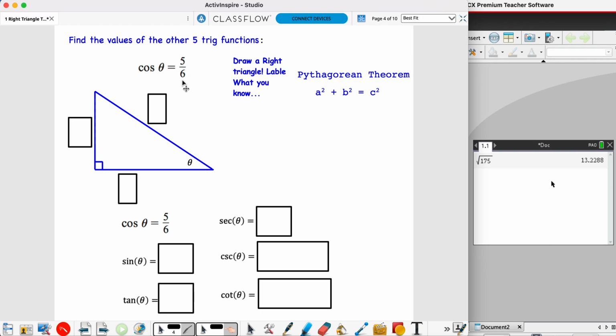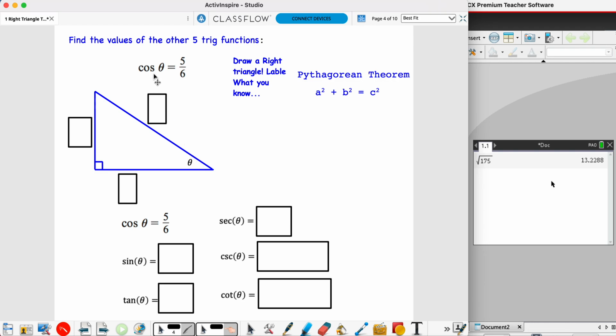So here we're told that the cosine of theta is 5 over 6. And we want to find what sine, tangent, secant, cosecant, and cotangent of theta all are. Well, we can draw a triangle to help us out. I did that for us. Now let's label what we know. We'll put a theta down here, which I also did for us.